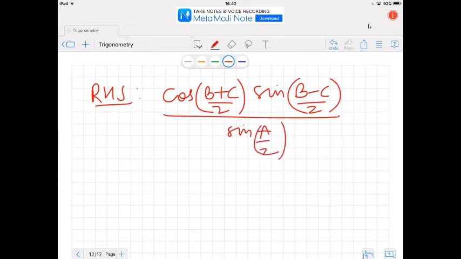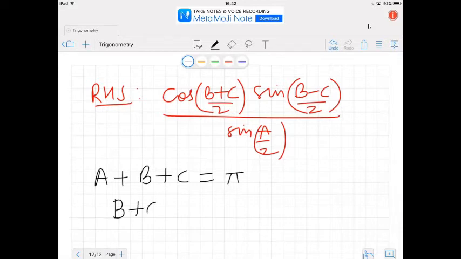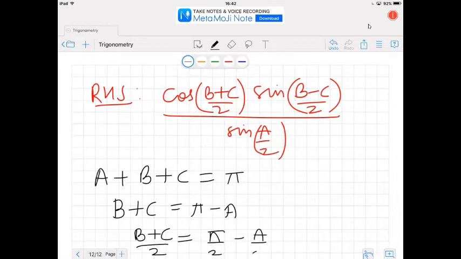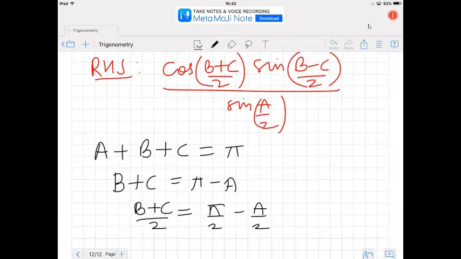Okay. Now we know that in any triangle, the sum of the angles of the triangle is equal to 180 degrees, or I can write it as pi radians. So can I write B plus C as pi minus A? Yes. So B plus C by 2 is equal to pi by 2 minus A by 2.